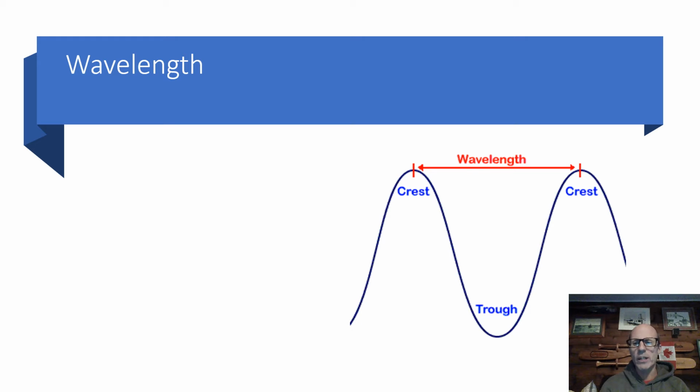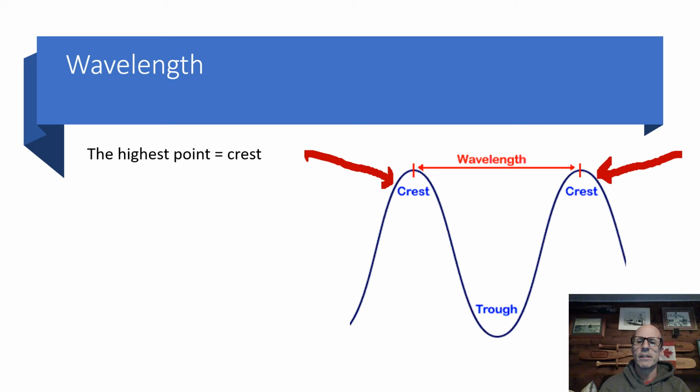So let's take a look at the parts of a wave, which again, water works great when you think about it. The highest point in a wave is obviously the crest. So there's one there, there's one there. That would be the top of the wave. The bottom part of a wave is the trough. And that's the same sort of lingo that we would use with water, of course.